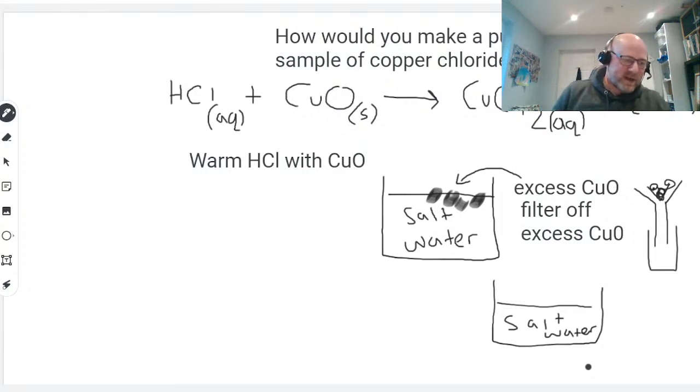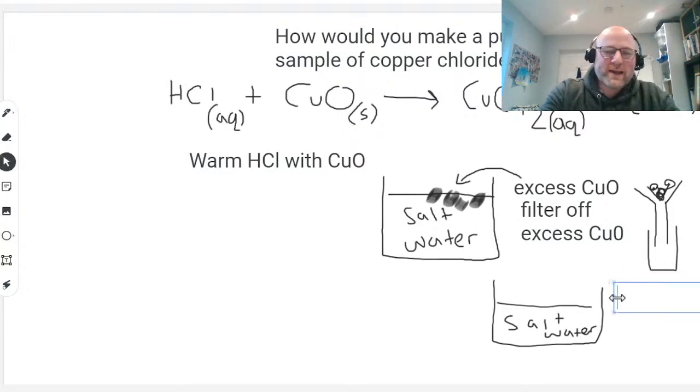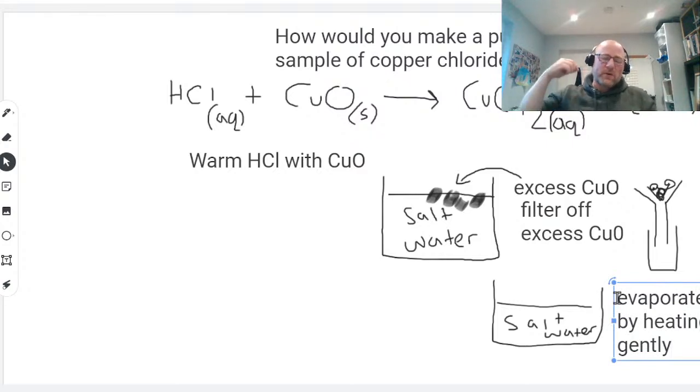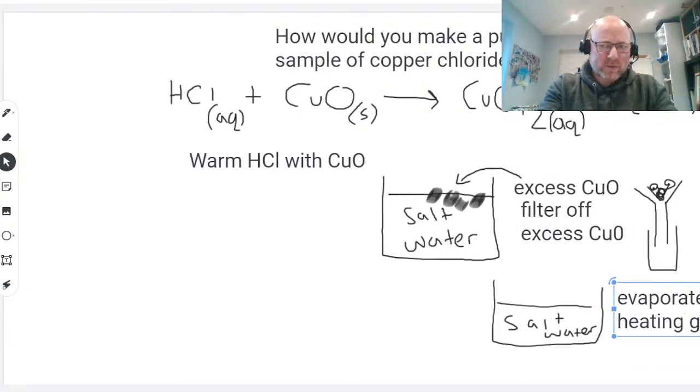Yeah, evaporate and crystallize. Nice. Well done. Right, listen. When you just say crystallize, there's a little bit more to it, okay? So evaporate by heating gently. If you heat too hard, you might lose some salt because it might start boiling and spitting out, so you might lose some of your product. But also, if you boil too hard, you might get side reactions. You might get things reacting with nitrogen in the air to form nitrides, and you might get impurities.